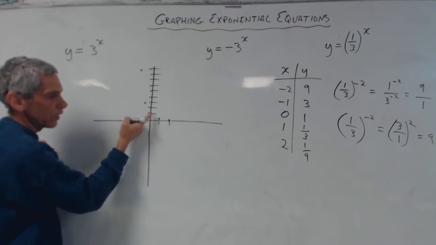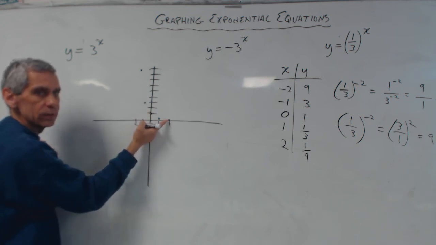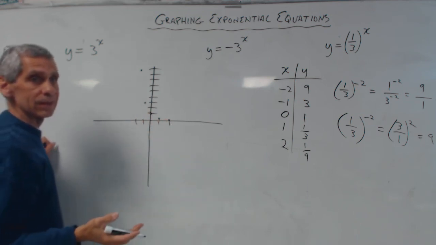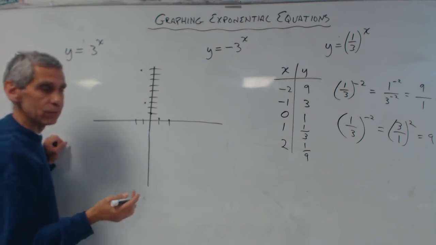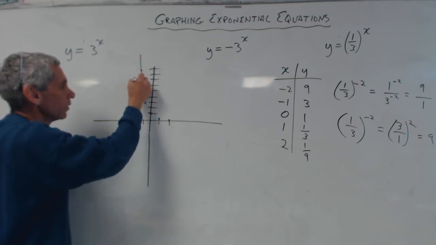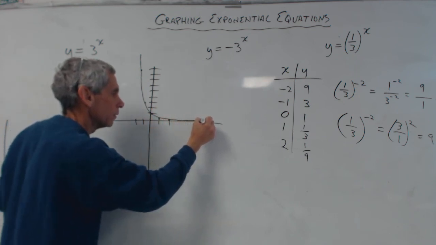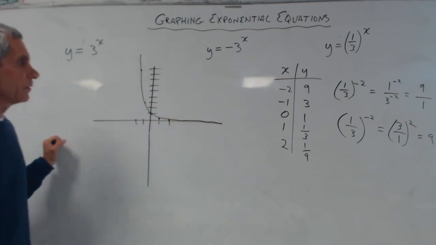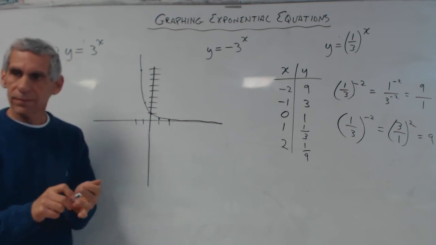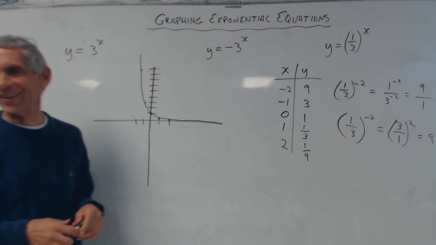Because this is 1, so that's got to be a 9th of 1. You're guesstimating kind of where it's going to go. But here's my graph. And it never touches that x-axis. Except it does. Right?